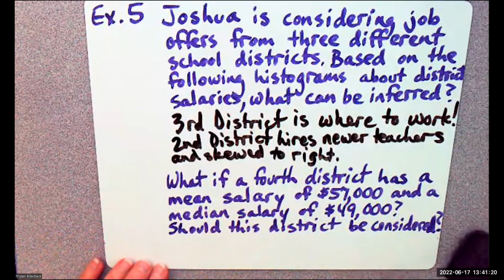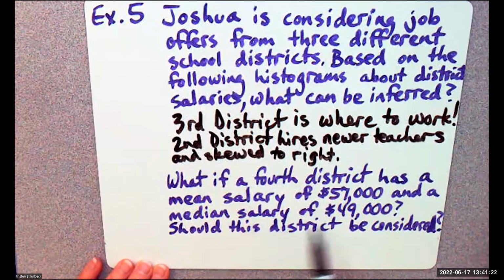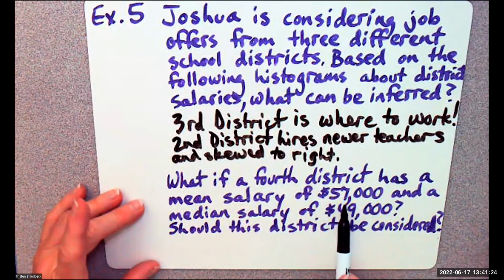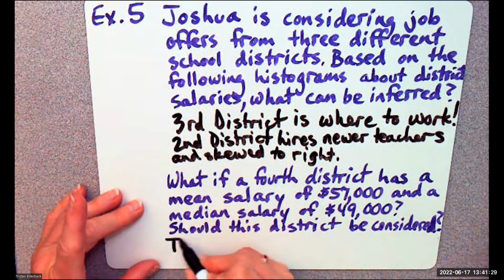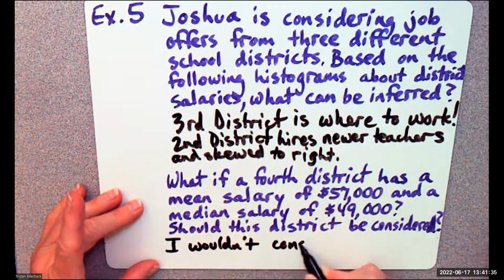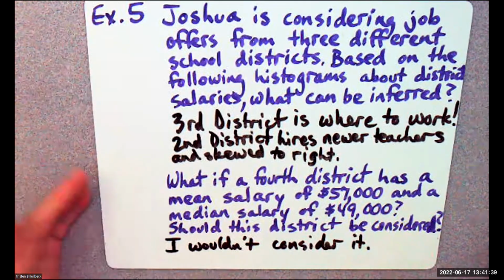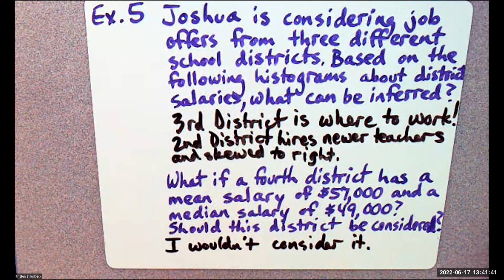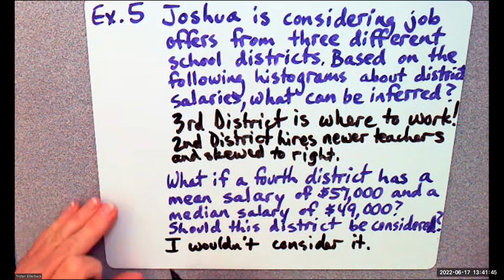Okay, so this one here, if we have a mean salary of 57, that's skewed to the right. I wouldn't consider it. Because it's hiring just new teachers, it's not keeping its older teachers. It's skewed to the right.